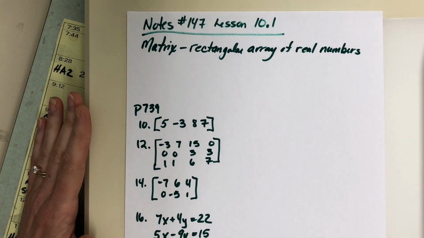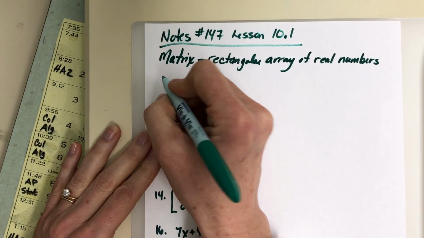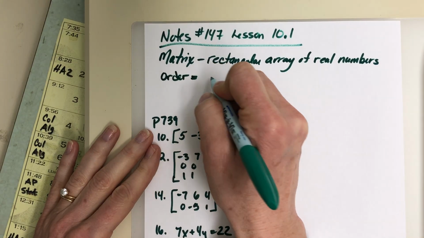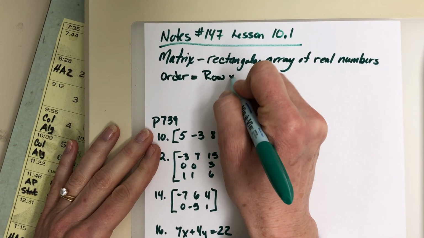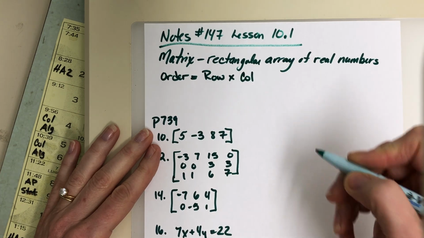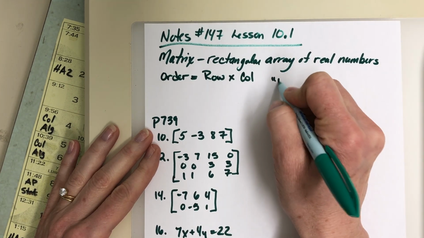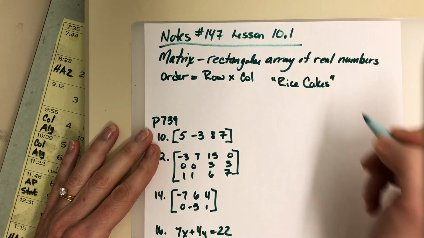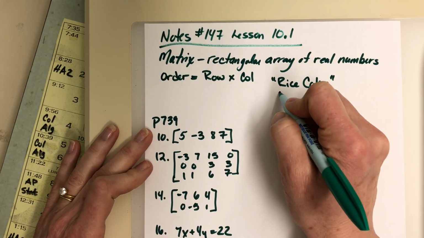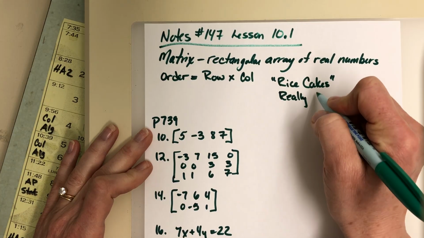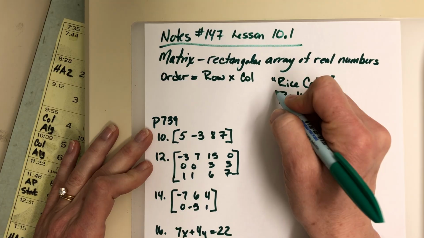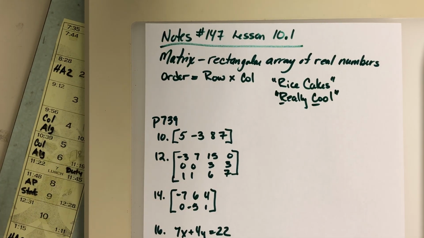When we talk about a matrix, we always think about the order of that matrix. We always talk about order in terms of the number of rows by the number of columns. That's easy to remember. You can remember it as rice cakes, if anybody eats rice cakes anymore. Back in the day we did. Or you could say, I like that, it's really cool. Rows by columns, it's really cool. So we talk about a matrix and we talk about the order.